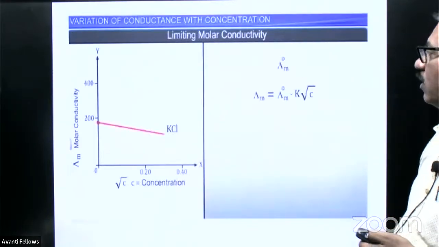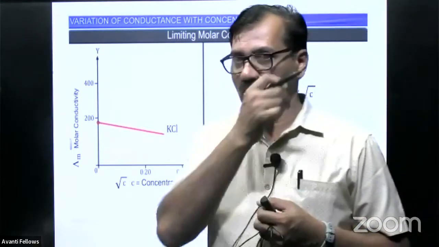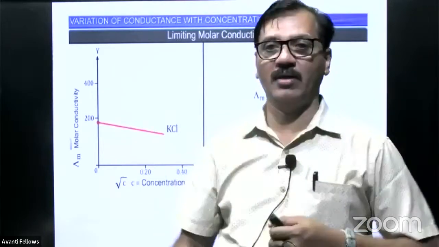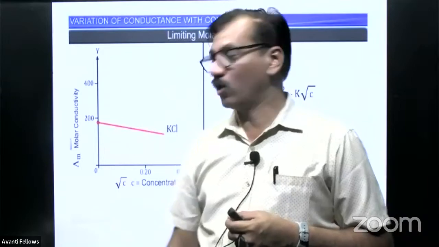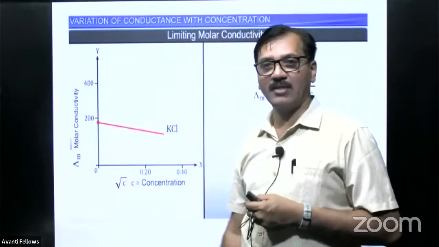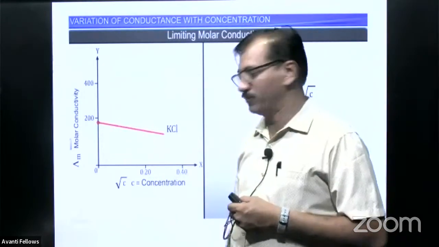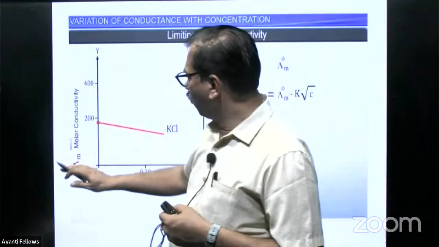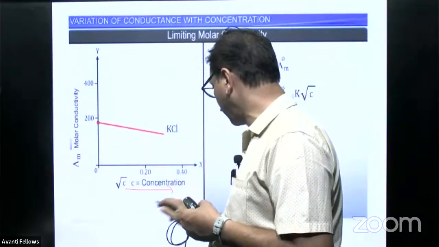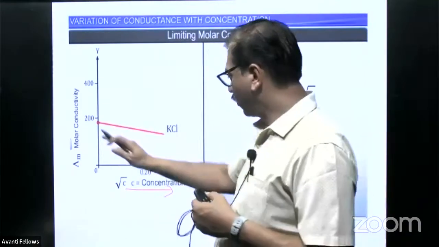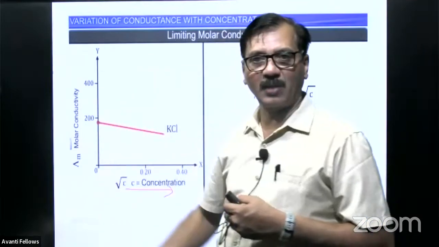Fine. So how is this molar conductivity related to dilution? Whenever you are doing dilution, what will be the change in the conductivity value? For a strong electrolyte, what we observe is when you plot molar conductivity versus concentration, when the concentration increases, molar conductivity decreases, surprisingly.